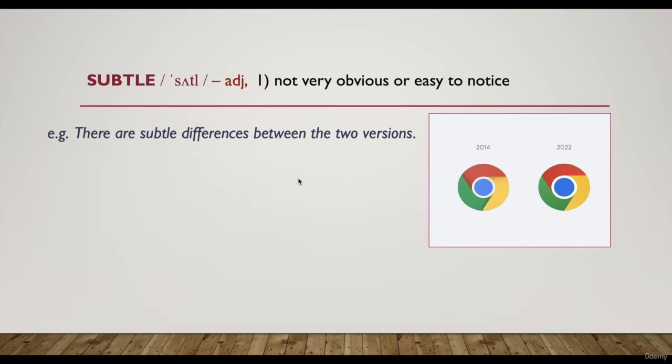For instance, there are subtle differences between the two versions. In this picture here, you can see two icons for Google Chrome, one from 2014 and the other one from 2022. They are very similar to each other, but there are still subtle differences, which means it's very hard to understand the difference between them, but the differences are there. Another example, a subtle change could be felt in the room. So it means that there was a very small change and maybe not many people could feel it, but there was something different in it.